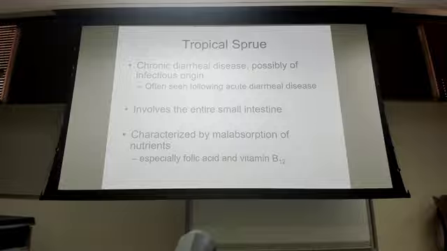Just like with celiac disease, we can get some glossitis and cheilitis. So cheilitis is a new one for tropical sprue, and we've got a picture showing that inflammation at the corners of the mouth. The glossitis is that beefy red tongue. The big key here is now we'll see a megaloblastic anemia, macrocytic.